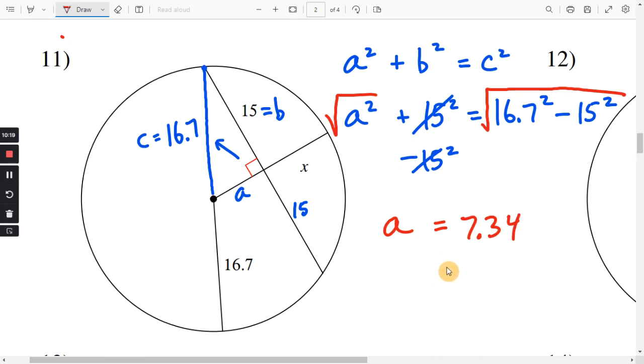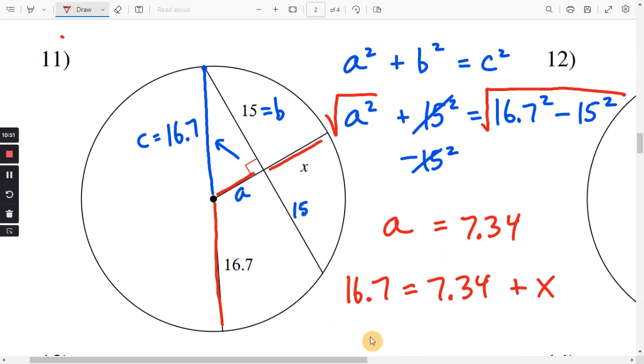All right. And now at this point it's easy, because we know that this plus this is going to equal this right here, okay, because this is a radius. So 16.7 is going to equal A, which is 7.34, plus X. All right, and you can solve for X from there and just round it off to 1 decimal when you're done.